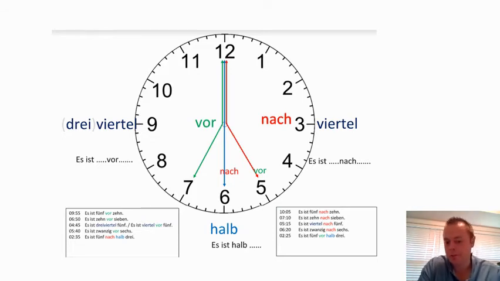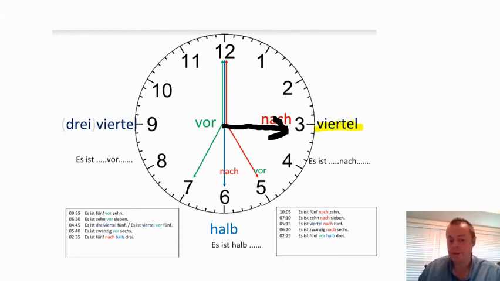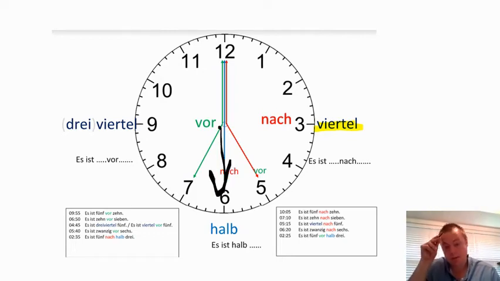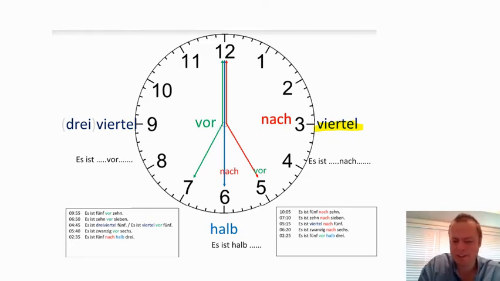And just as a review, note that when you have your minute hand coming over here, we have the word Viertel. That means quarter. All right. The next thing is that when you have the minute hand going down here, that is going to be nach. Sorry, that's halb. Giving you guys all sorts of information. All right, so there's halb.